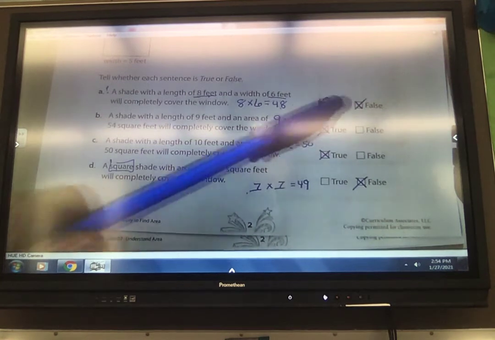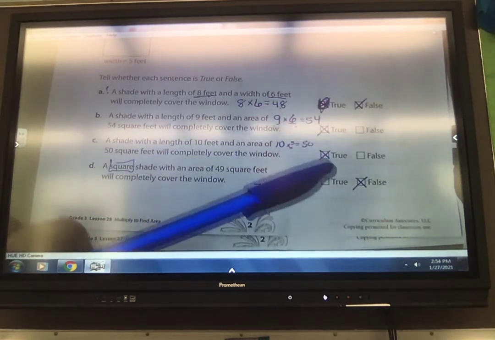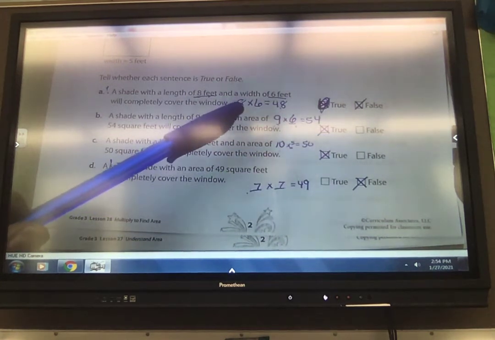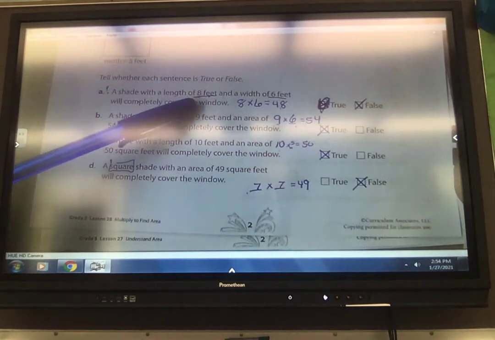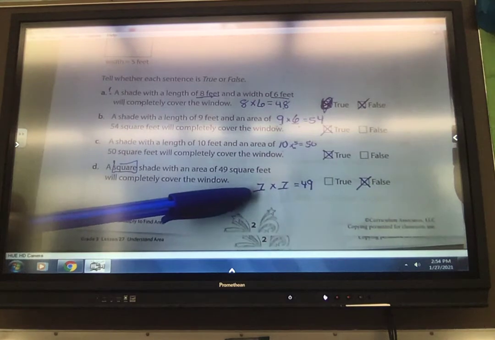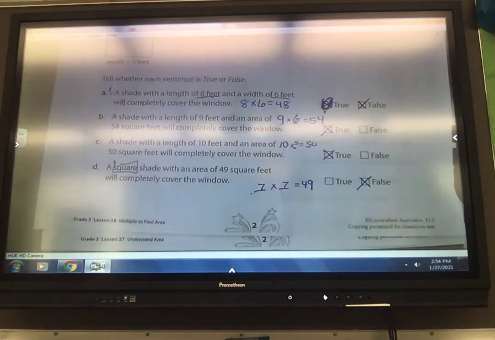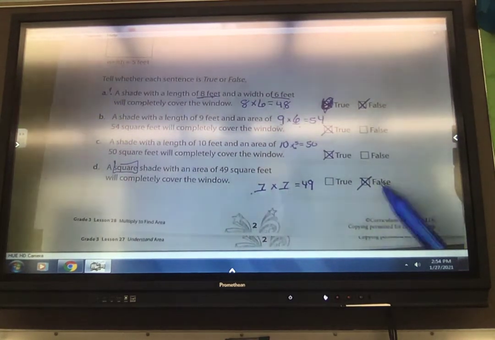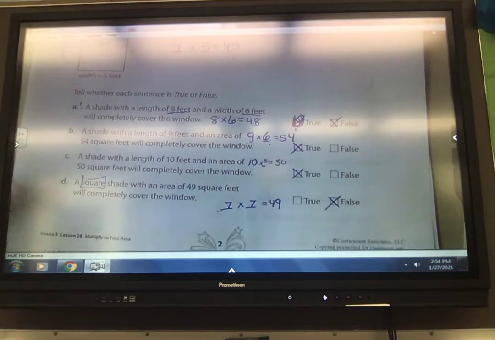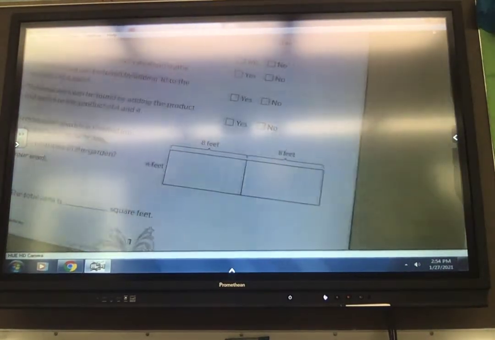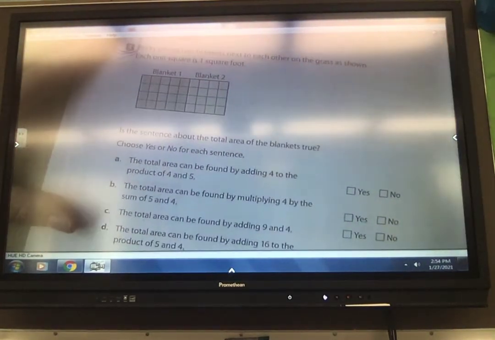That should be false, true, true, false. 8 is not big enough. We needed 9 for a length or bigger. 7 is not big enough because we needed 9 or bigger. So that's why A and D are false. This one is not going to be on your test, but this is a very good higher thinking question. I like it. I even had to go back, didn't I?